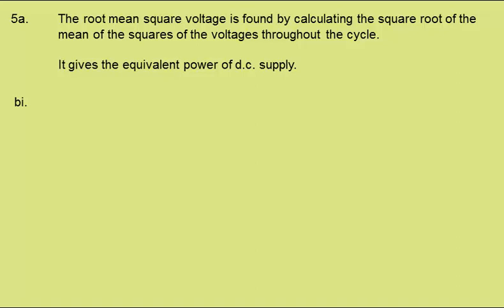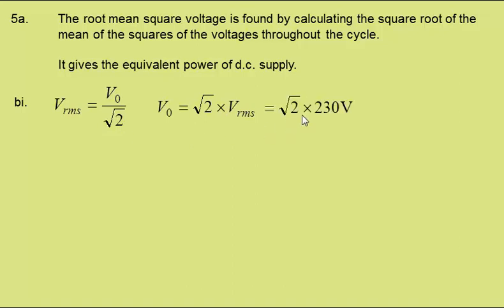In B part 1, we need to find the peak value of the supply voltage. Well, the RMS value is given by the peak value over root 2. So rearranging for the peak value, putting in the 230 volts given in the question, gives 325 volts.